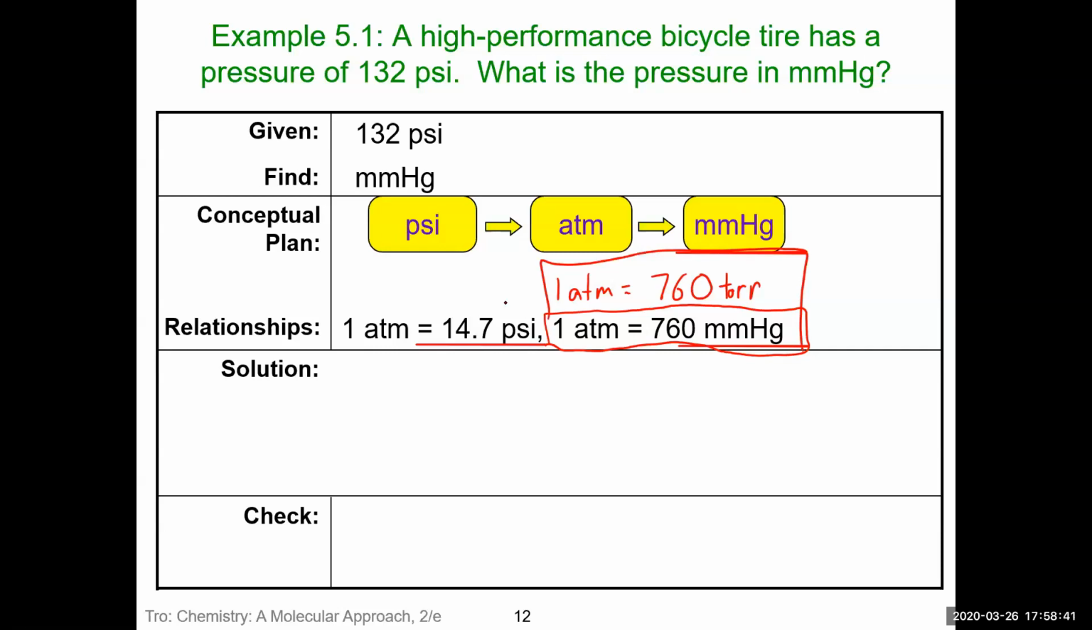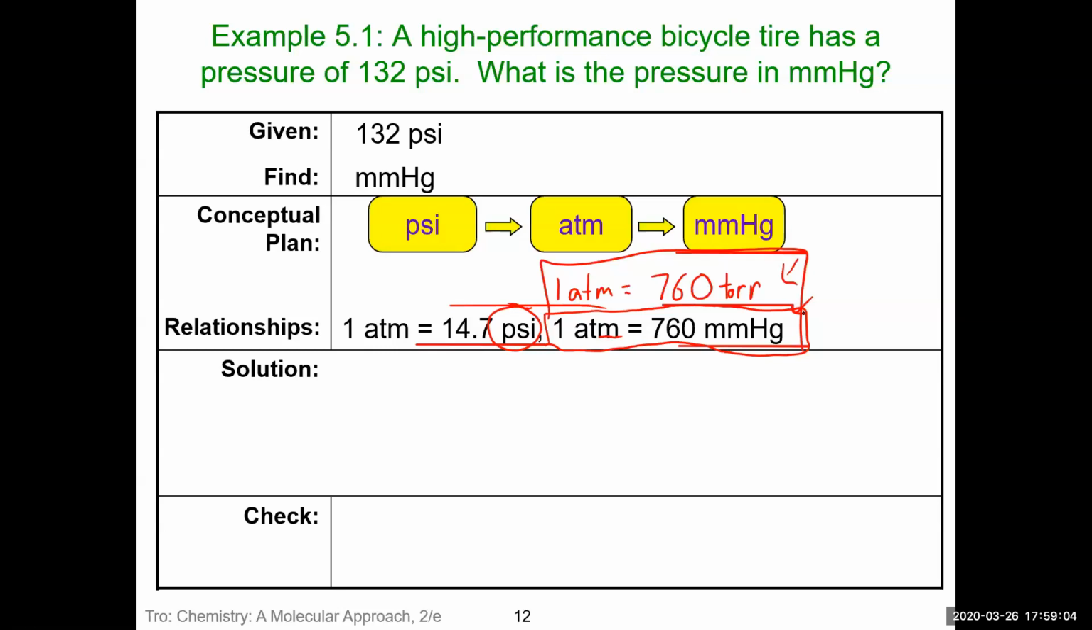But where have you seen PSI before? Your tires? Yeah, bike tires, car tires. Your car tires are supposed to be between like 34 and 36 PSI. So that's what we use in tires. In industry they use PSI, but in theory, we use atmospheres, torr, and millimeters of mercury.